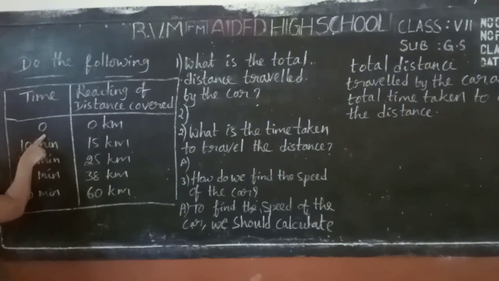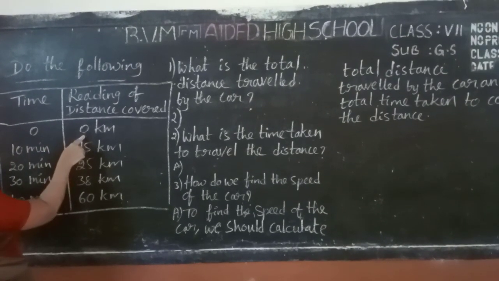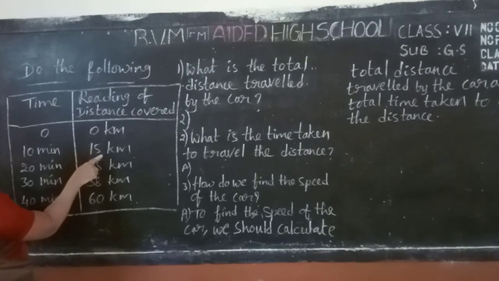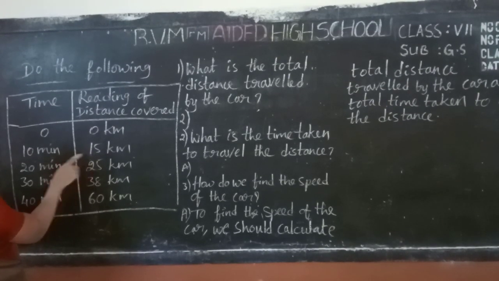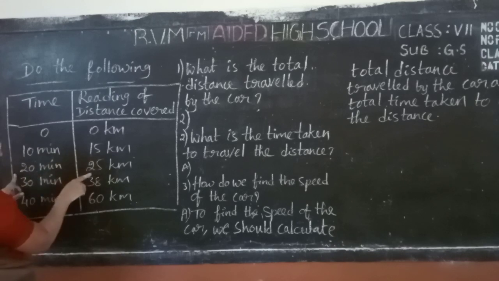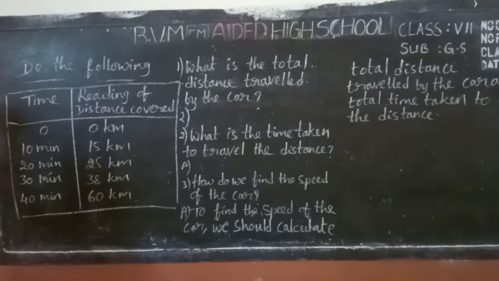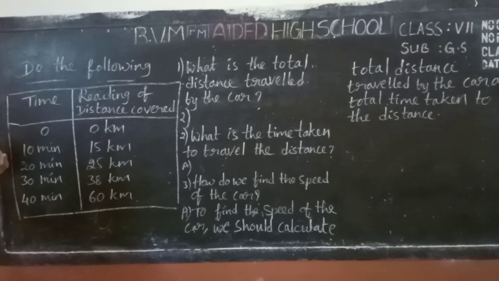Here the time is in minutes and the distance is in kilometers. At 0 minutes, 0 kilometers. In 10 minutes the car travels 15 kilometers, in 20 minutes it travels 25 kilometers, at 30 minutes the car travels 38 kilometers, and at 40 minutes it travels 60 kilometers. Have you understood?